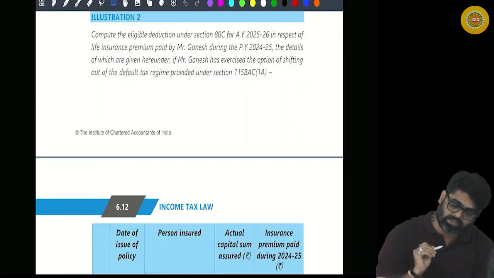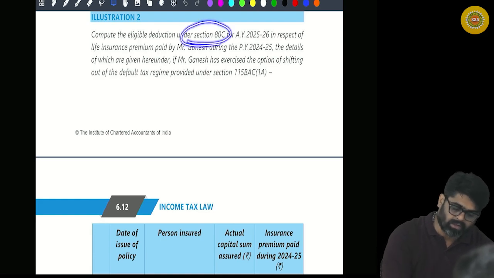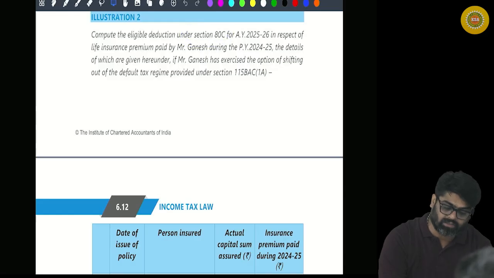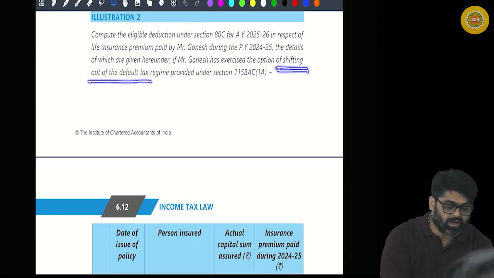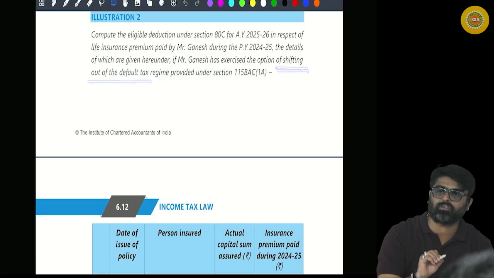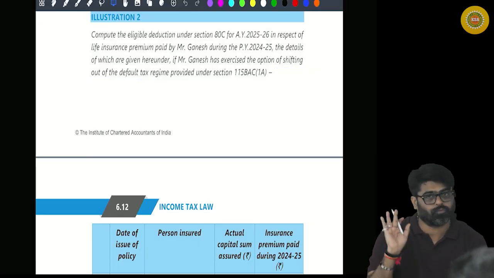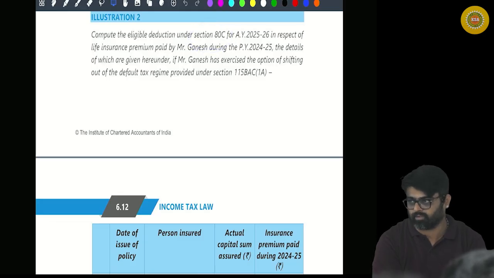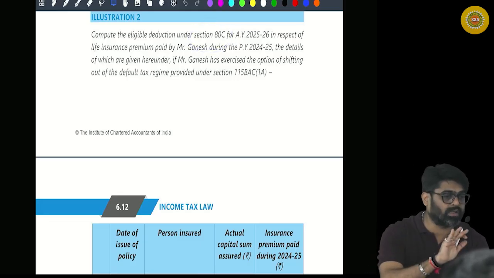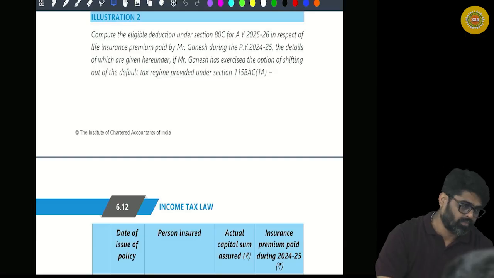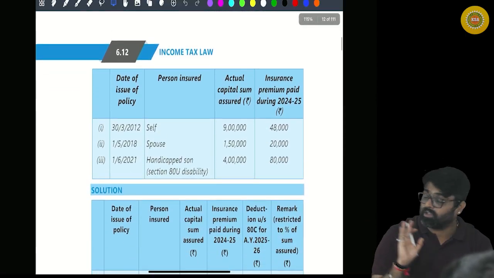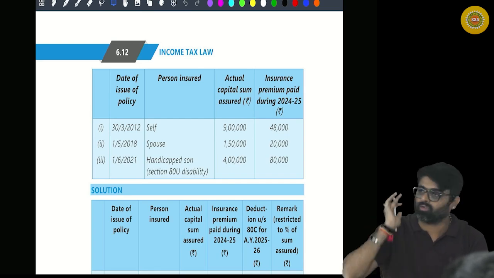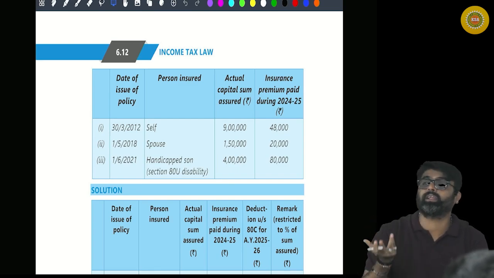Now in the question they are saying that you are supposed to calculate the deduction under 80C, assuming that Ganesh has exercised the option of shifting out, meaning he is not following 115BAC, meaning he will be eligible to take the deduction under 80C. Now in that case, how much will be the amount of deduction under 80C if he has paid these premiums for these policies?